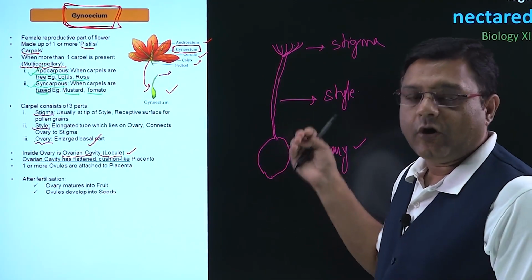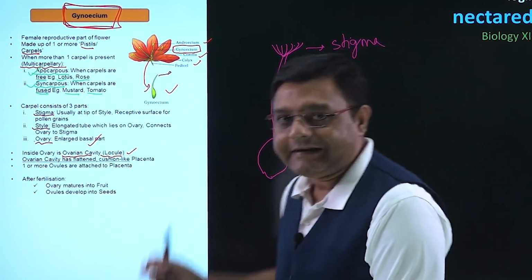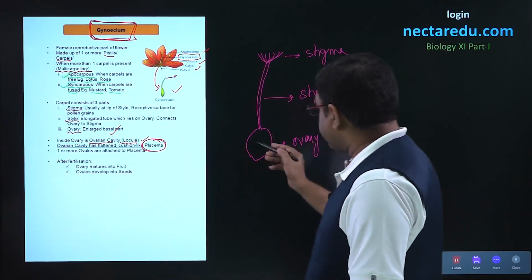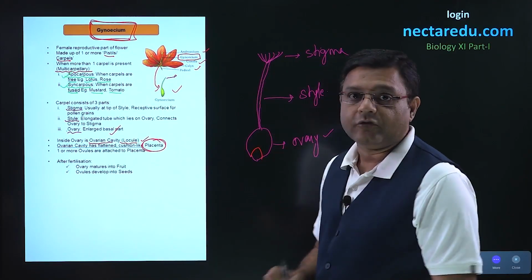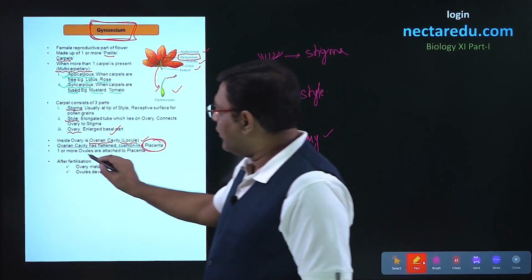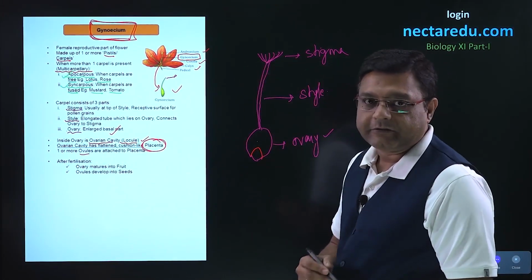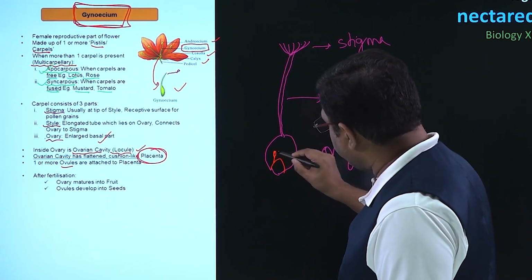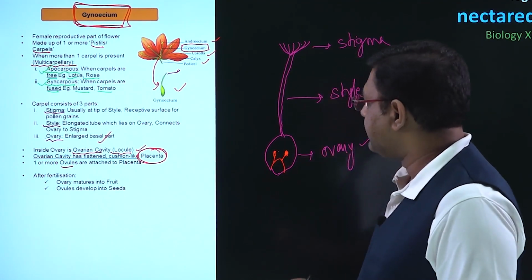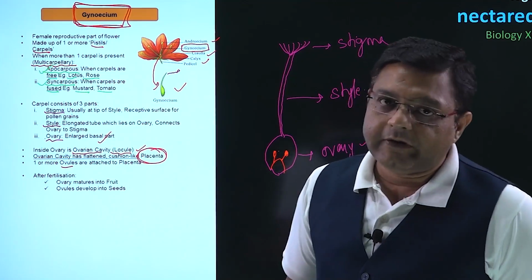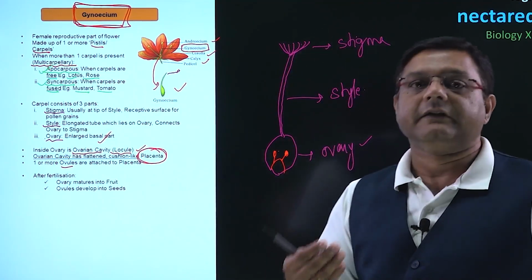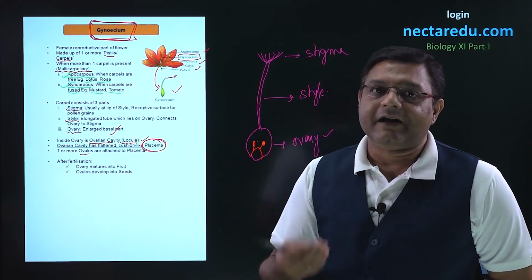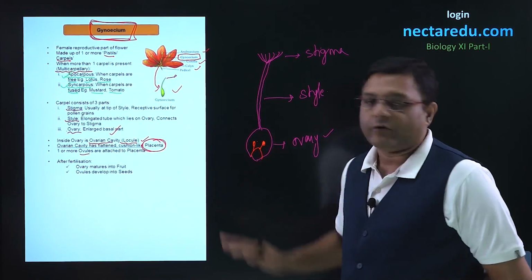Inside this locule or ovarian cavity, there will be a flattened cushion-like structure, and that structure will be called placenta. So we can say that placenta is present inside this ovarian cavity, and there will be ovules which will be attached to this placenta. The number of ovules can be one, or it can be more than one. So let us say if this is the ovule and these ovules are attached to the placenta, we can say that inside the ovary there will be the ovarian cavity or the locule. Inside the locule there will be placenta, and on the placenta one or more ovules will be present.